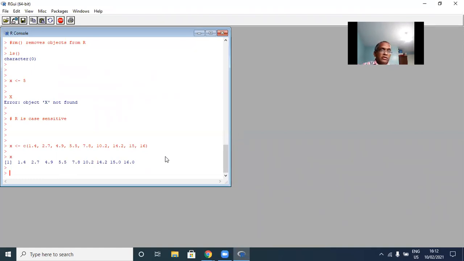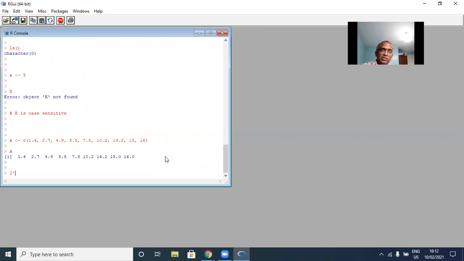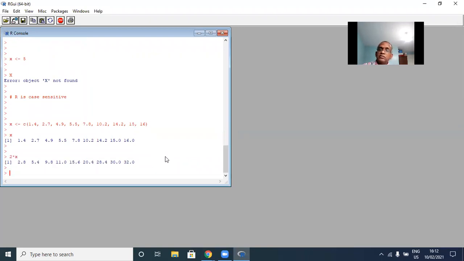Okay, next thing. Now you can do the usual operations with the vectors. So for example, 2 times x multiplies every single number in the vector by 2.